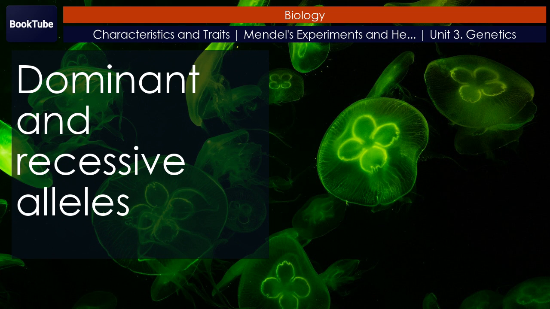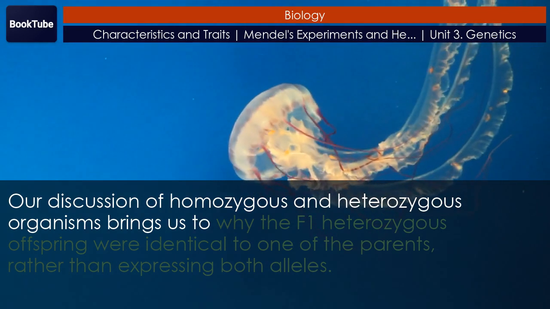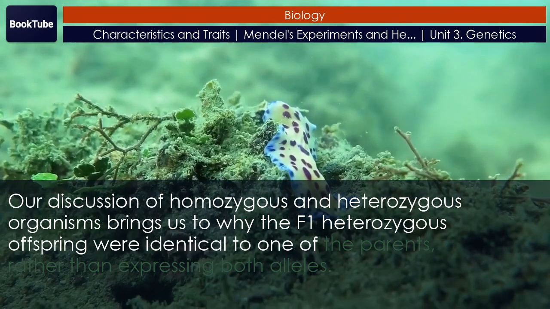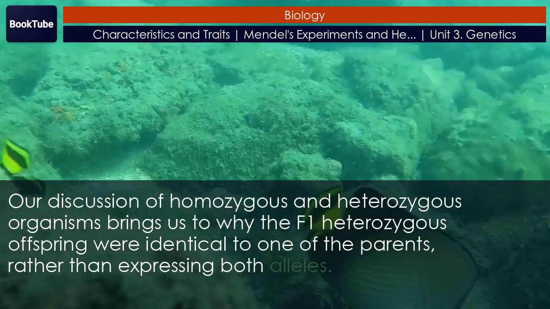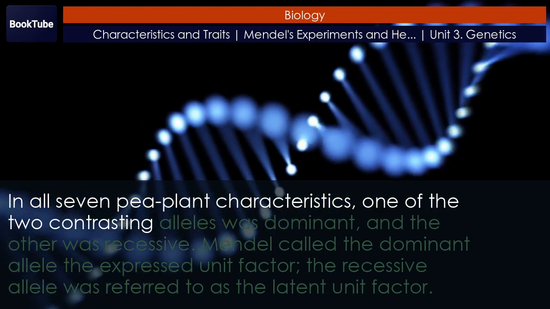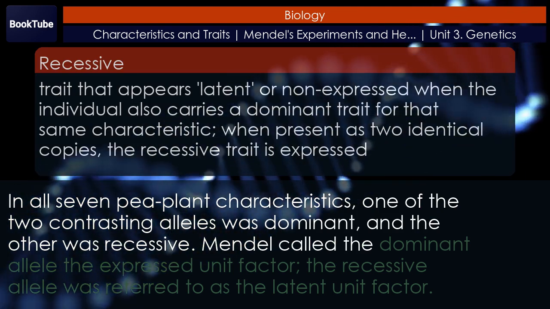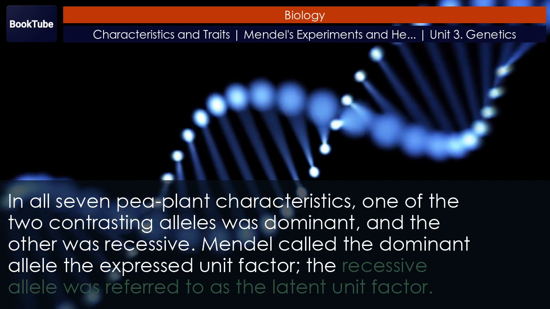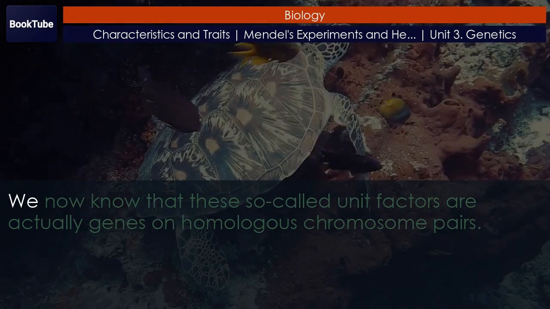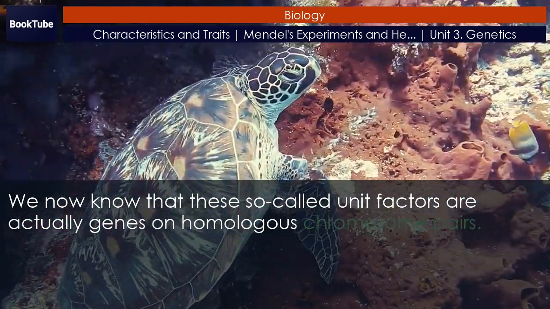Dominant and recessive alleles. Our discussion of homozygous and heterozygous organisms brings us to why the F1 heterozygous offspring were identical to one of the parents, rather than expressing both alleles. In all 7 pea plant characteristics, one of the 2 contrasting alleles was dominant, and the other was recessive. Mendel called the dominant allele the expressed unit factor. The recessive allele was referred to as the latent unit factor. We now know that these so-called unit factors are actually genes on homologous chromosome pairs.